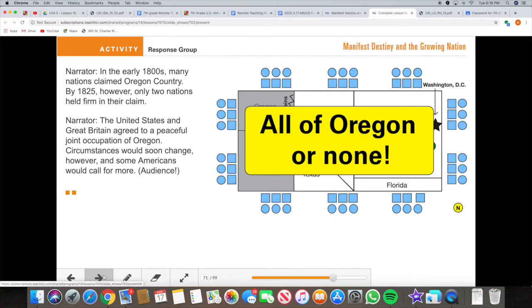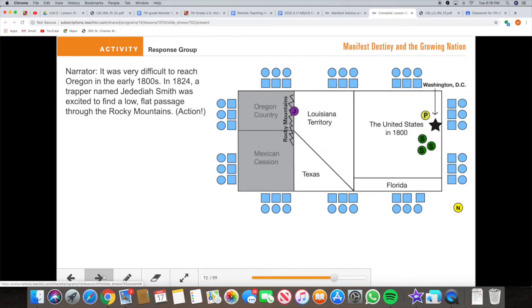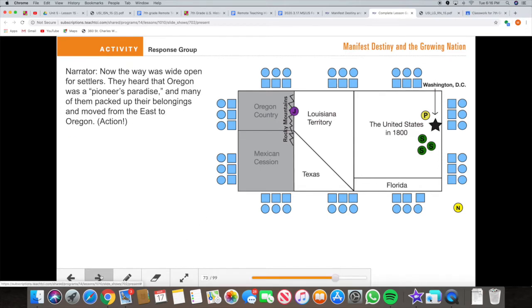Did you scream it? It was very difficult to reach Oregon in the early 1800s. In 1824, a trapper named Jedediah Smith was excited to find a low, flat passage through the Rocky Mountains. Now the way was wide open for settlers. They heard that Oregon was a pioneer's paradise, and many of them packed up their belongings and moved from the east to Oregon.